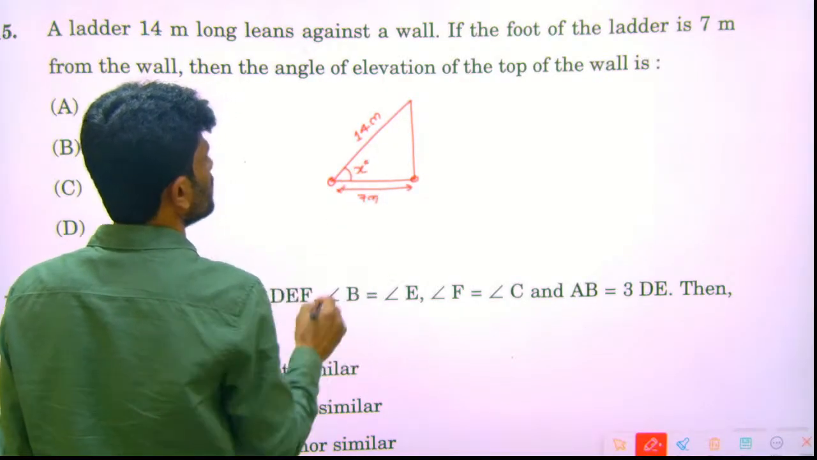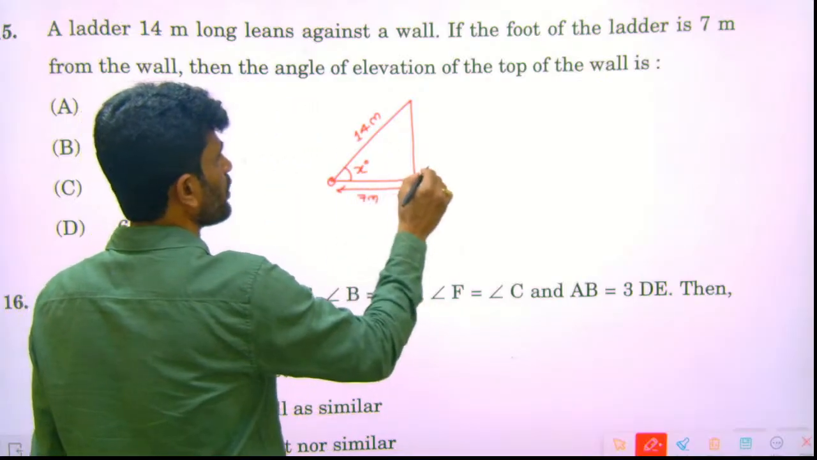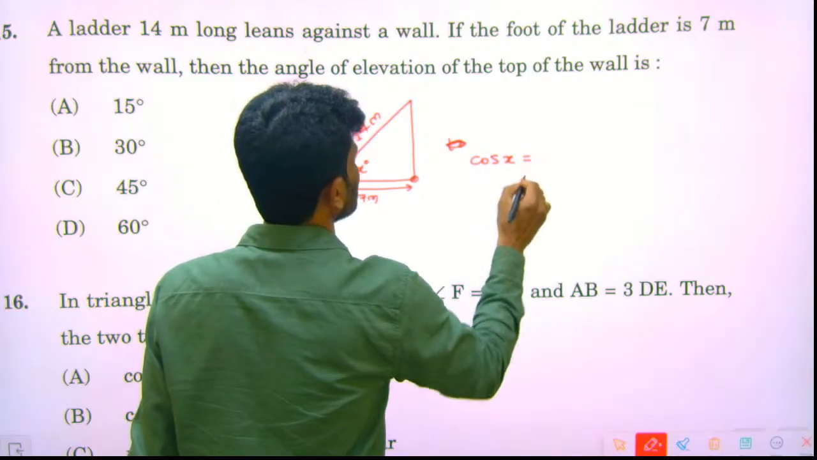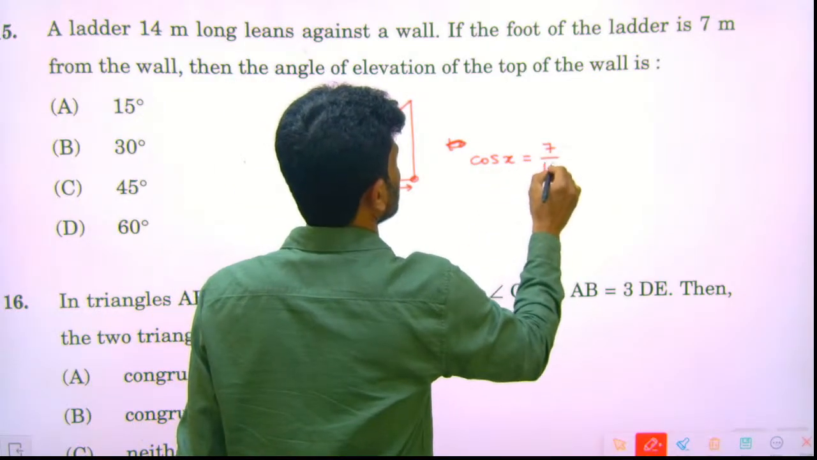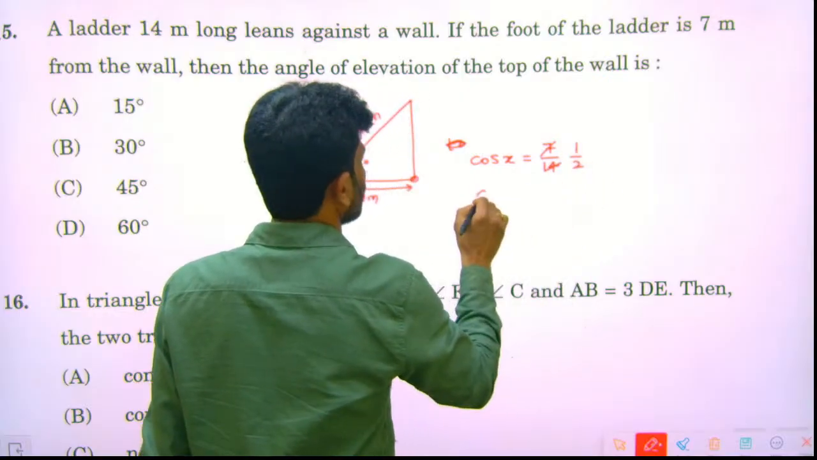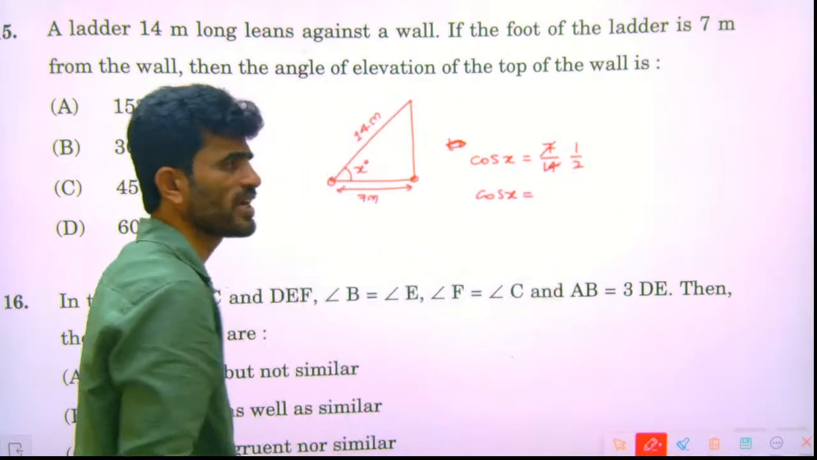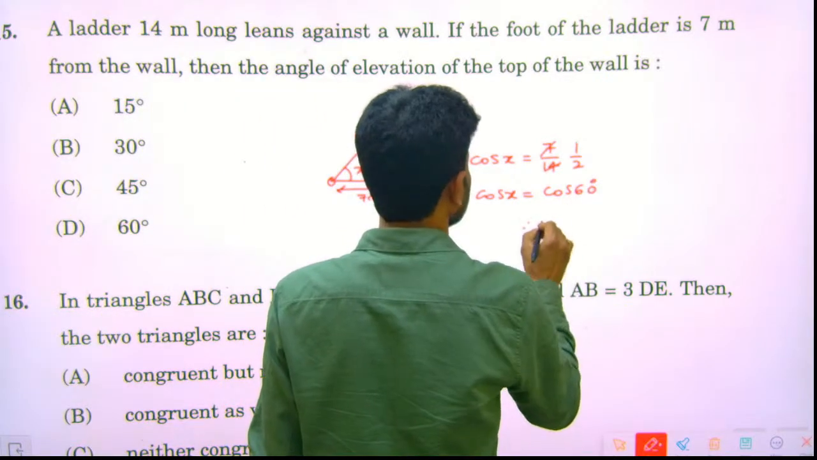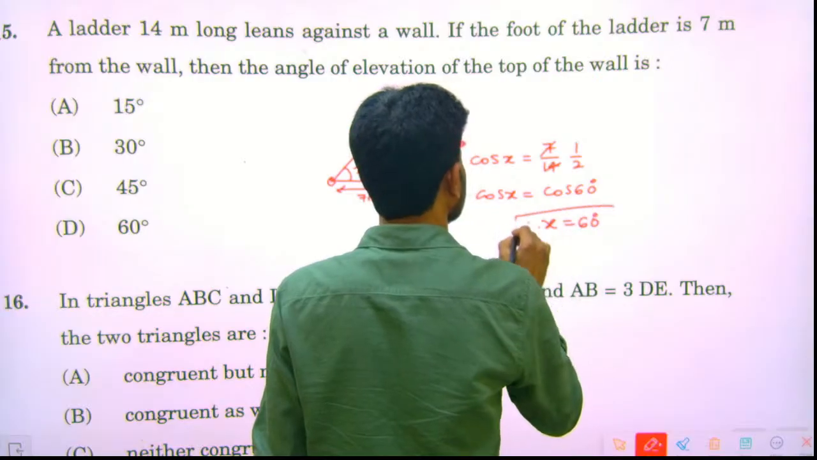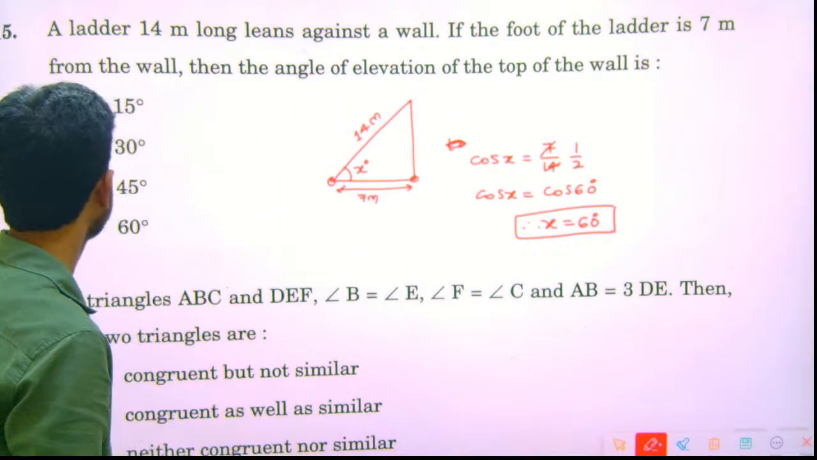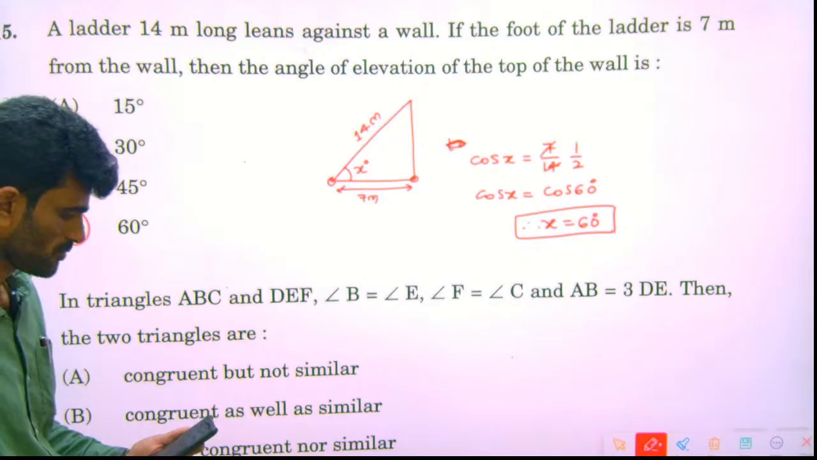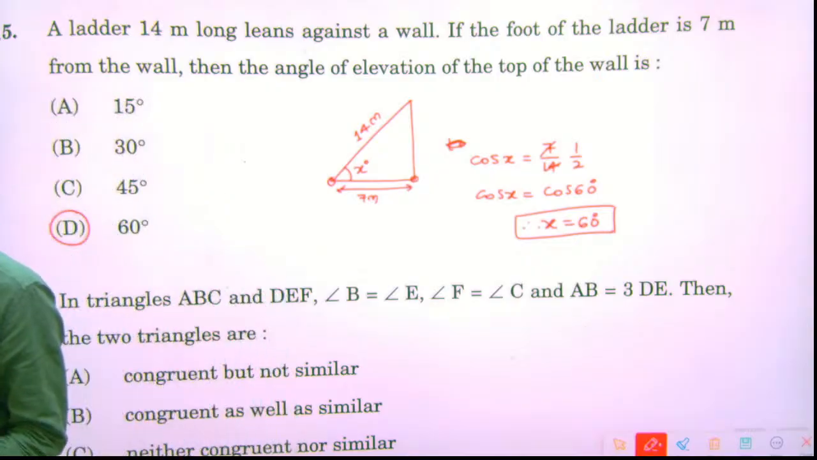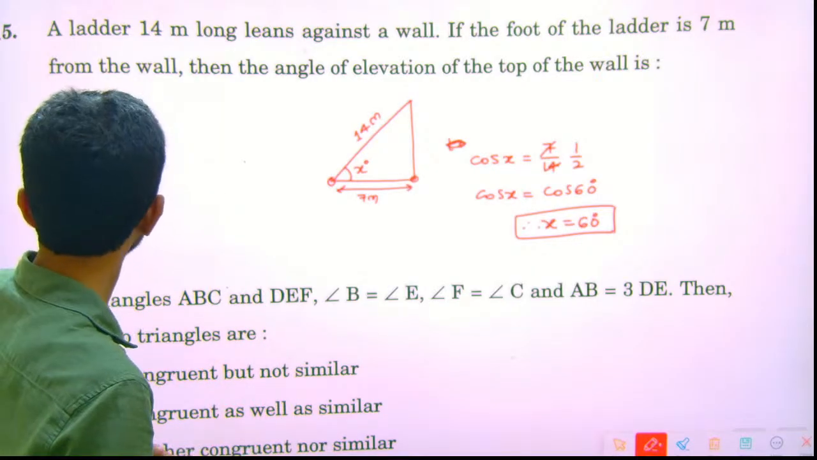Okay, if you take it as x, because these are the adjacent side and the hypotenuse, we have to take cos x, because cos x is adjacent by hypotenuse. 7 by 14, that is 1 by 2. Cos x is equal to 1 by 2. At what angle do we get this in cos? At 60 degrees. Cos x is equal to cos 60 degrees, so x is equal to 60 degrees. So which option? Option D is correct.